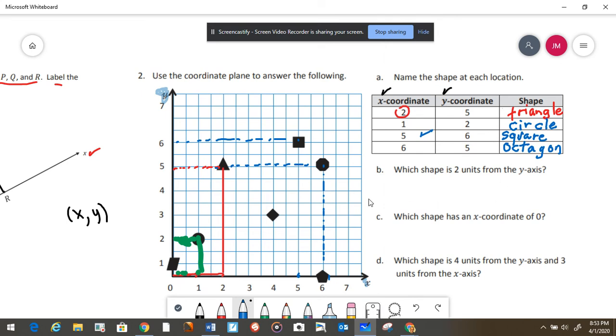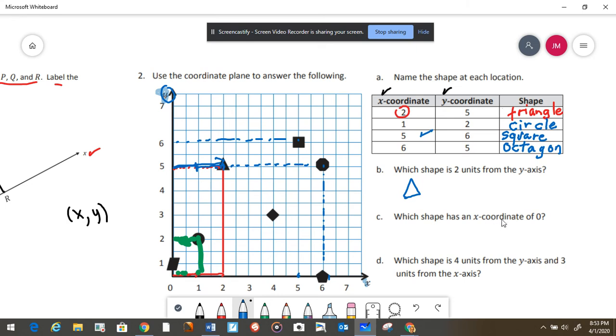Now, let's answer this. Which shape is 2 units from the y-axis? 2 units from the y-axis. So you identify the y-axis, which is this one right here. And from here, it has to be 2 units. So 2 units, it will be right here. So if you are going to go 1 unit and 2 units, which one is there? And the answer is the triangle. So remember, you're going from the y-axis and you go 2 units, and that will be the triangle.